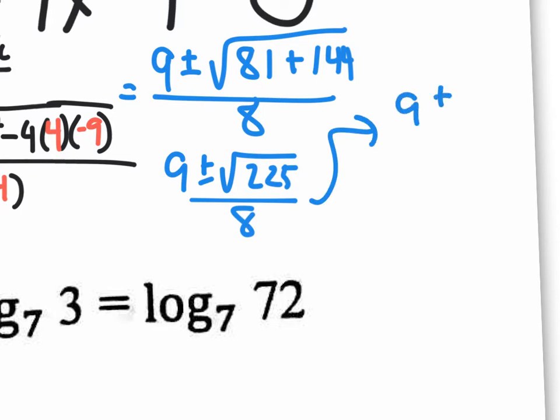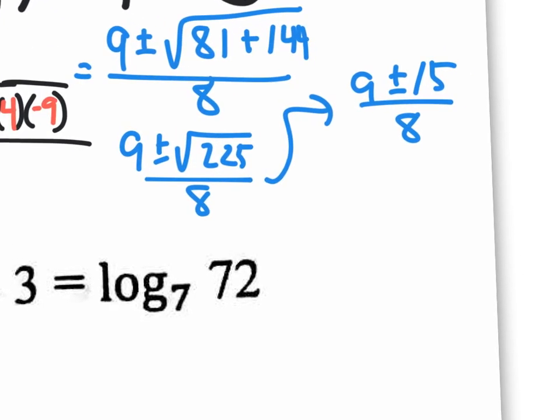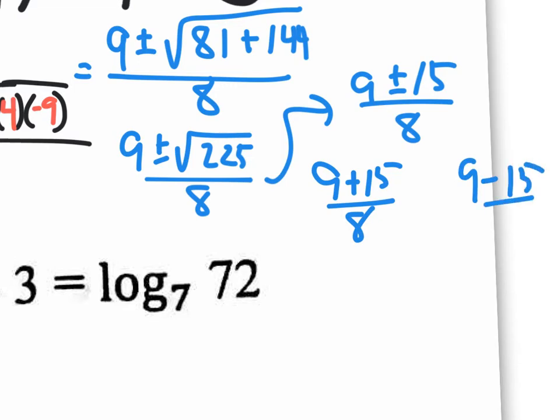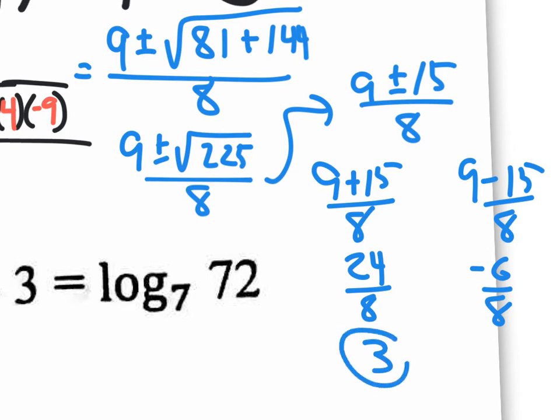So we're going to have 9 plus minus 15 divided by 8. And that actually provides us with two answers. The 9 plus 15 divided by 8 and 9 minus 15 divided by 8. So 9 plus 15 is 24 divided by 8. 9 minus 15 is negative 6 divided by 8. So 24 over 8, that's 3. And negative 6 over 8 reduces down to negative 3/4. Now those are our two answers.